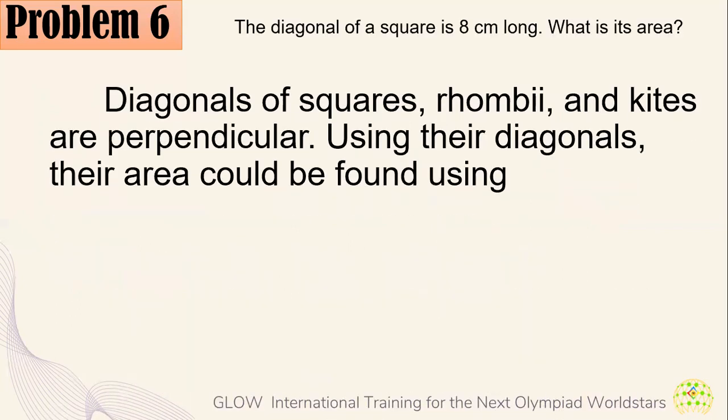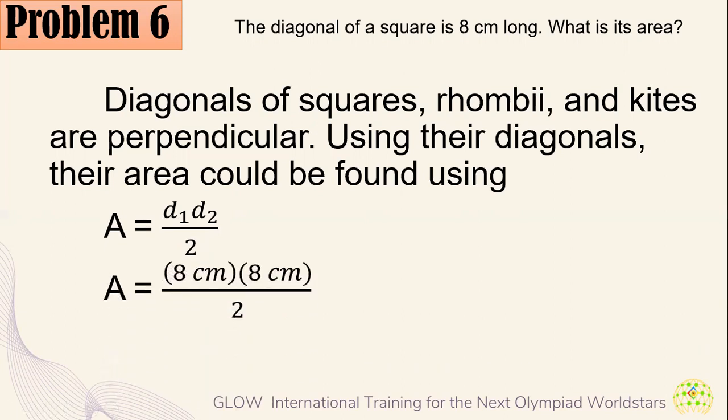That is, we have to remember this principle that diagonals of a square, rhombus, and kite are perpendicular with one another. And using their diagonals, their area could be found using the formula A is equal to D sub 1 times D sub 2 all over 2, where D sub 1 is the length of the first diagonal, D sub 2 is the length of the other diagonal, and you get their product and divide it by 2.